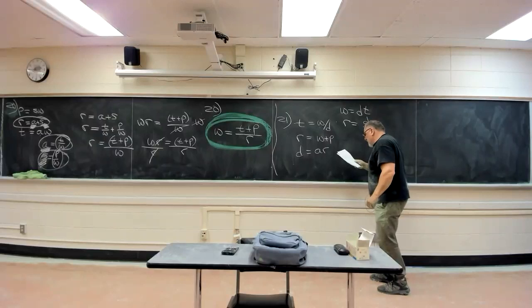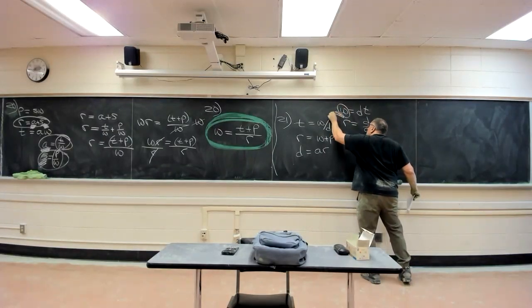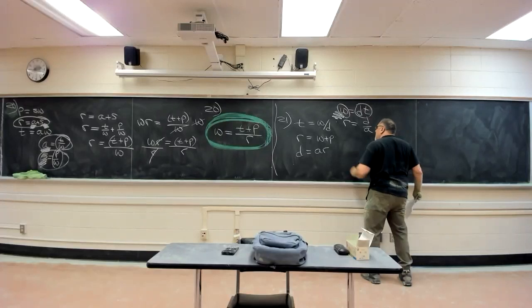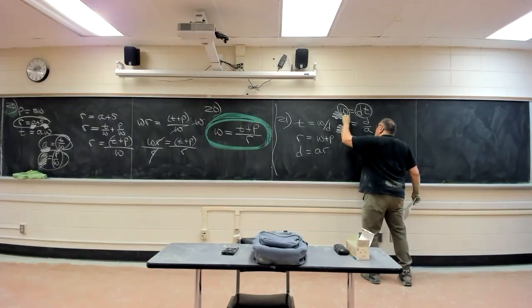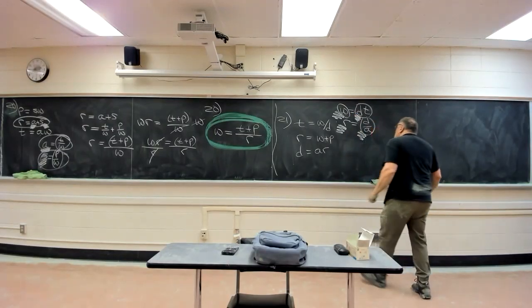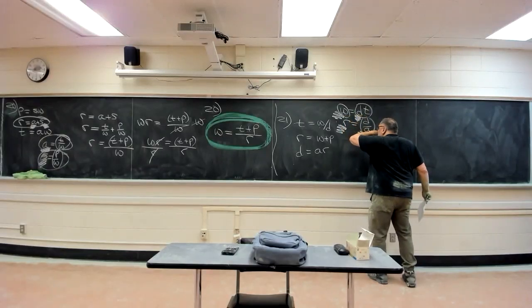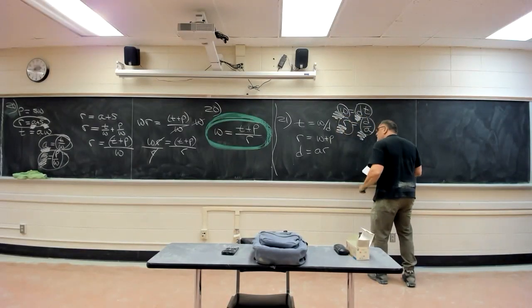They want you to eliminate W and R, so wherever I see a W, I'm going to put DT. Wherever I see an R, I'm going to put D over A. That'll do it. Wherever you see the W, just put DT instead. Wherever you see an R, just put D over A instead. And that's going to do it for you.